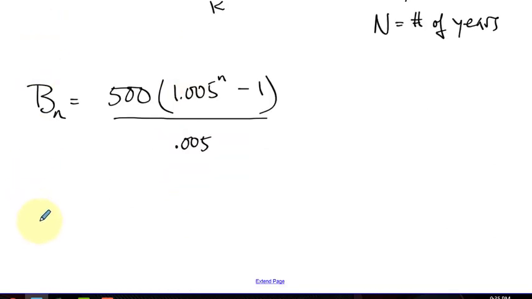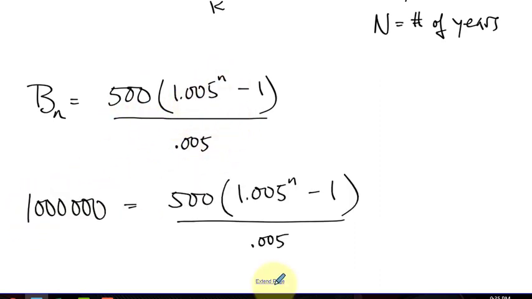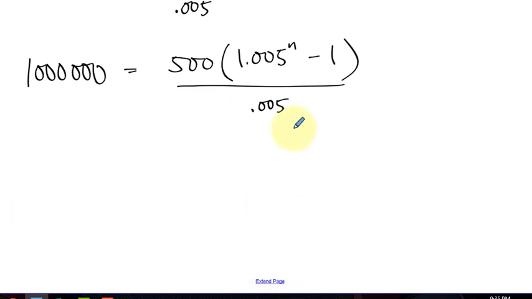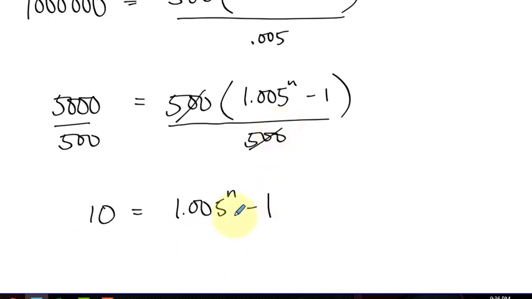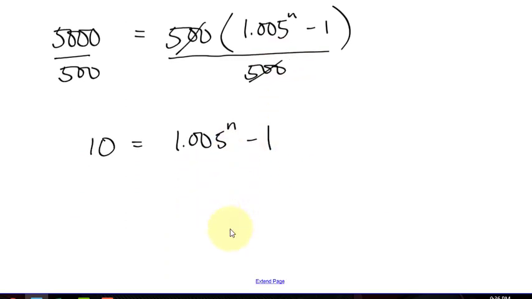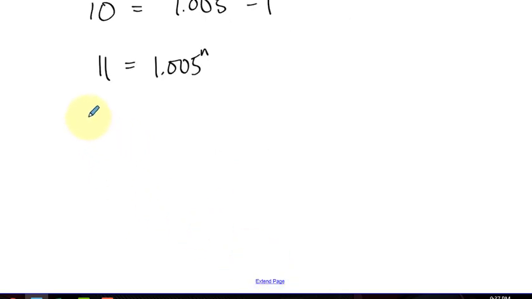We want to know when this balance will reach $1 million, and this is a quick way to get to that answer. We can solve for n. Multiplying both sides by 0.005, that gives me 5,000, and then dividing by 500. So I get that. Add the 1 over. Take an ln on both sides.